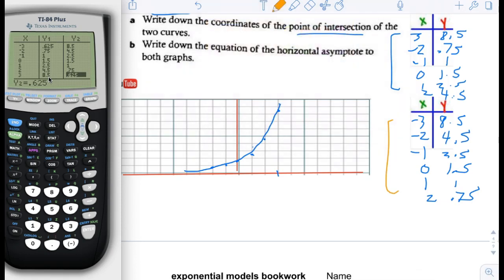Now I'm going to graph the orange function. -3, 8.5. -2, 4.5. -1, 2.5. 0, 1.5. And 1, 1. And 2, 0.75.